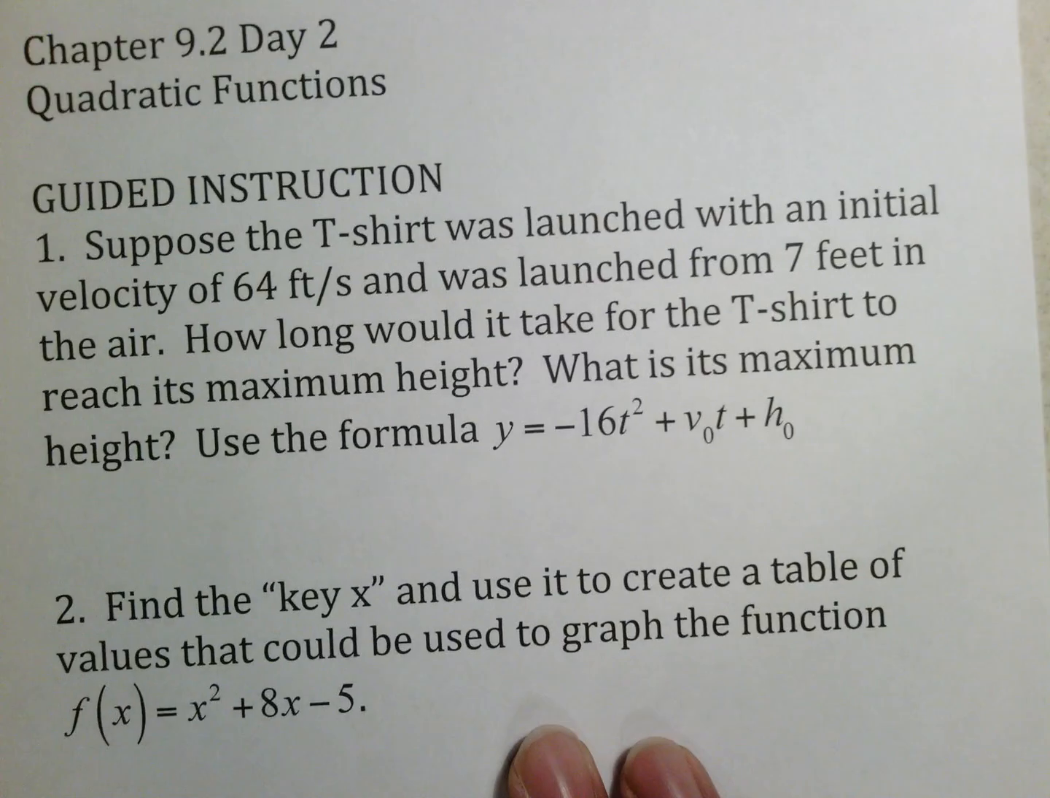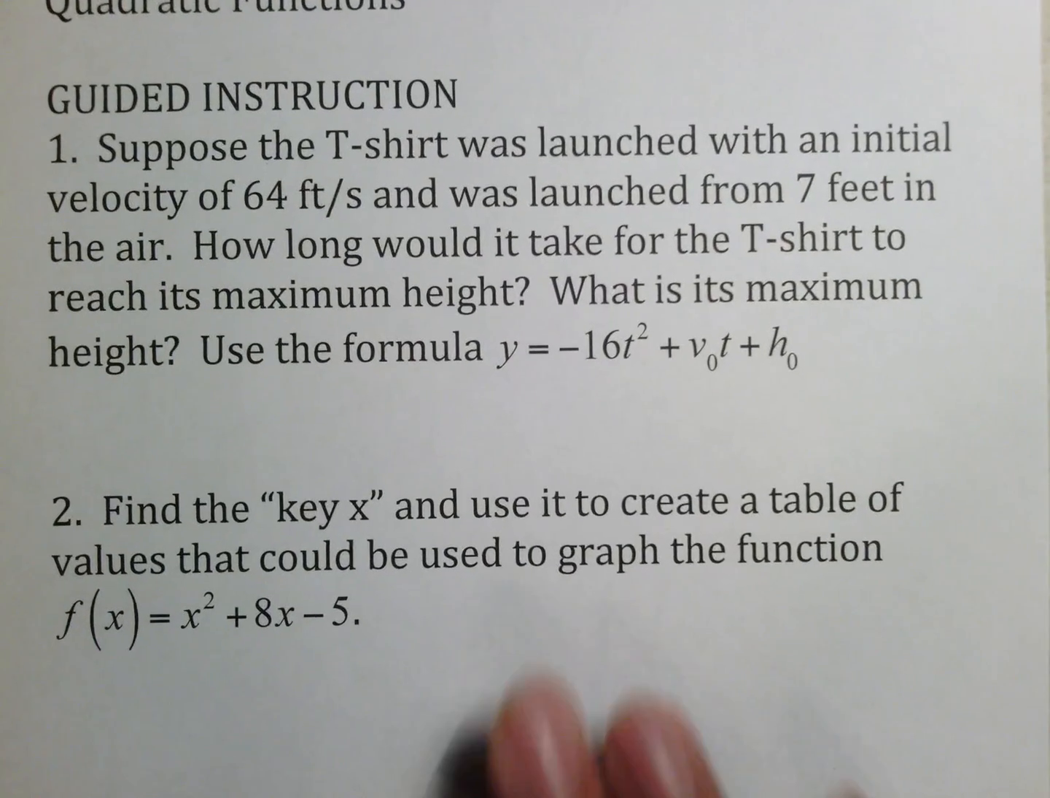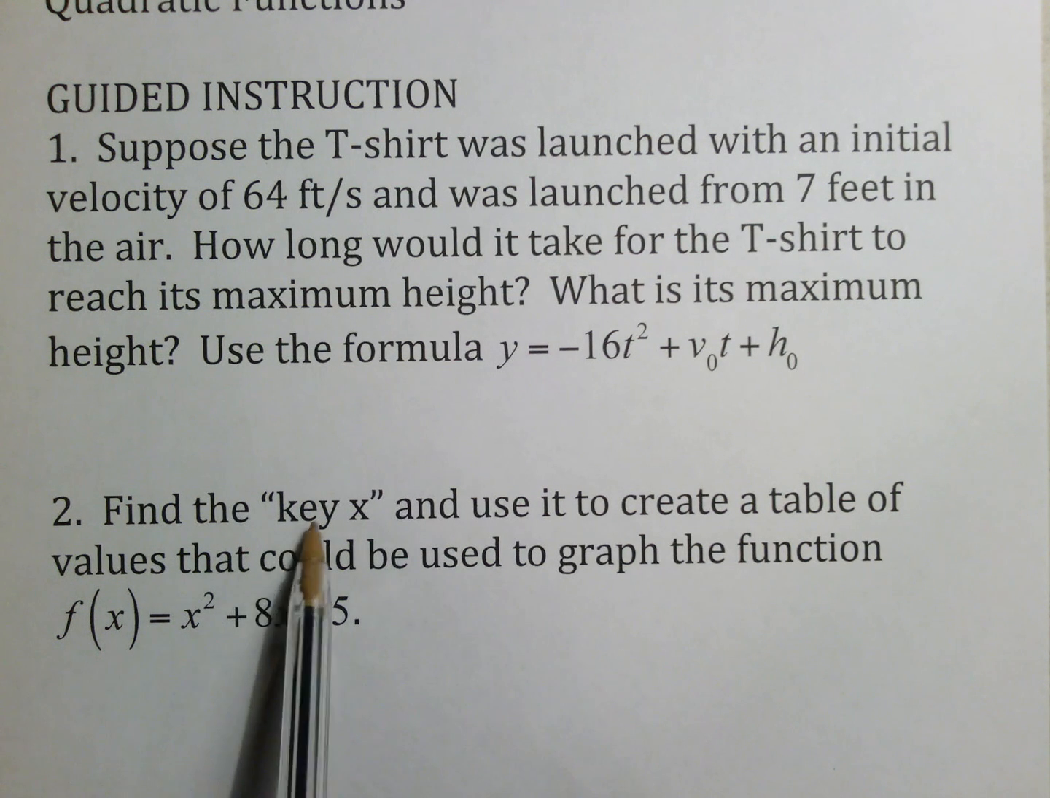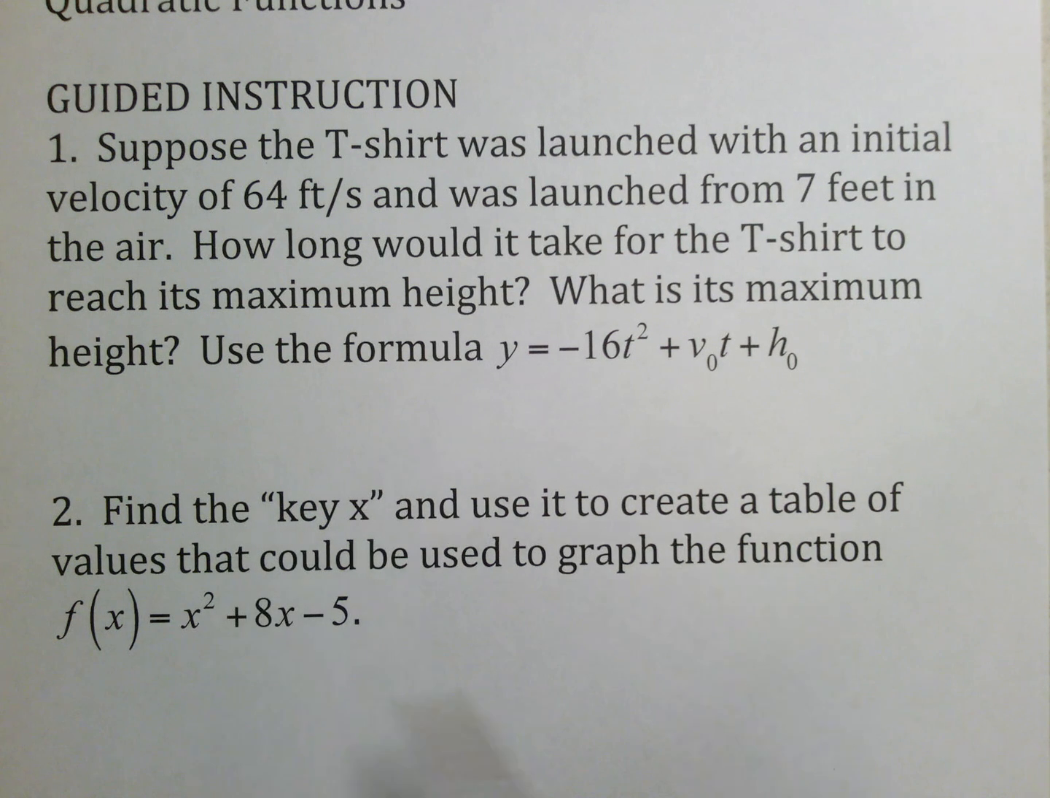Alright, so using that, you've got 2 guided instruction questions. One of those is based off of today. The first thing is to suppose the shirt was shot from 64 feet per second and 7 feet in the air. So use your calculator, use your common sense, again, work together on this to try to see what's going on. The second thing is pretty much just, I need a table. Find the key X using A, B, and C, and give me the table, turn that in, and get your daily points for the day before you watch that video of the other information. So good luck on this.